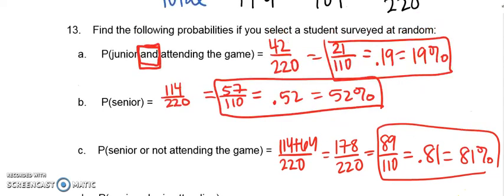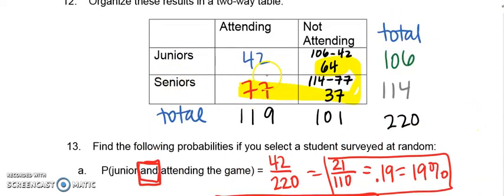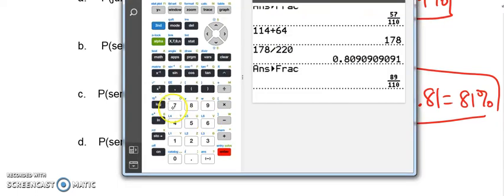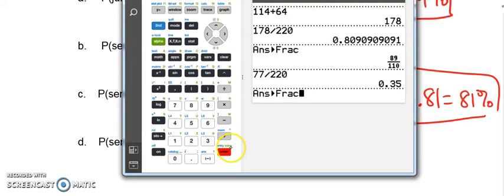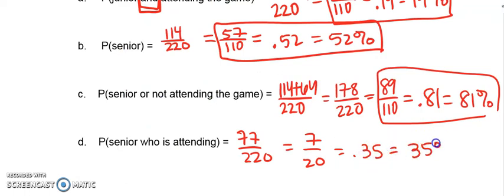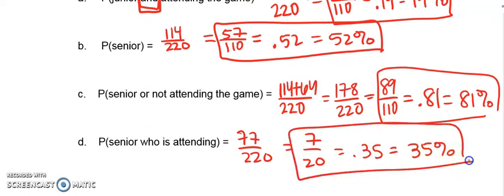Then senior who is attending the game. So senior that is attending will be just 77 there. So let's go down here. We'll have 77 out of 220. If I go on my calculator here, let's see if it reduces. And I get 7 over 20. And if you notice, the decimal is just 0.35. So nothing to round there, and we just have 35%.